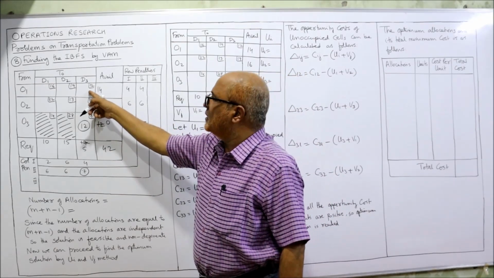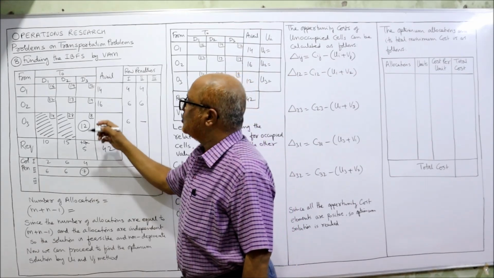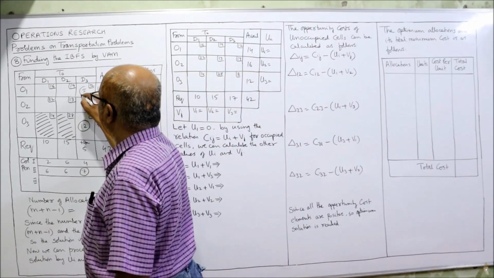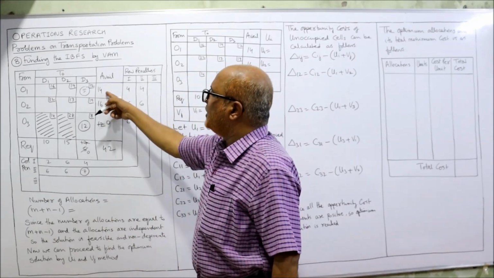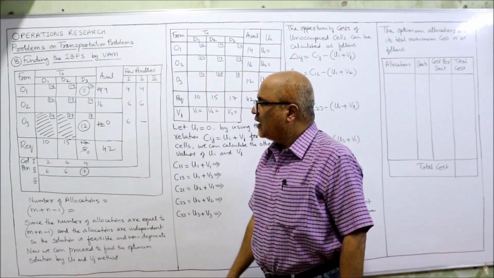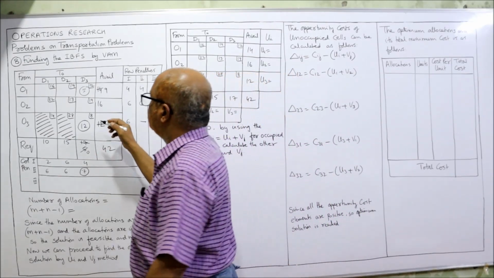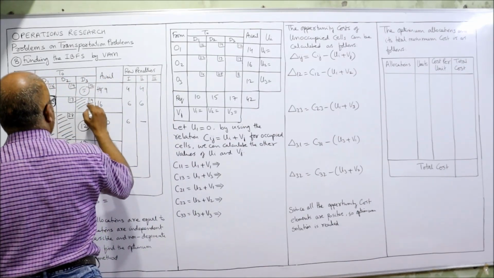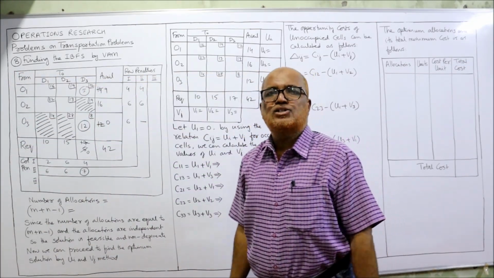So we will allocate here. The row total 14, column total 5, whichever is less. So we allocate 5. So 5 minus 5, 0. Here 14 minus 5 remains 9. Right? Now column is exhausted. Now we block the column. We have blocked the column D3. That's it. Now next penalty.